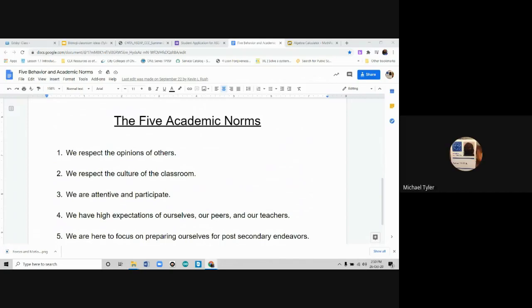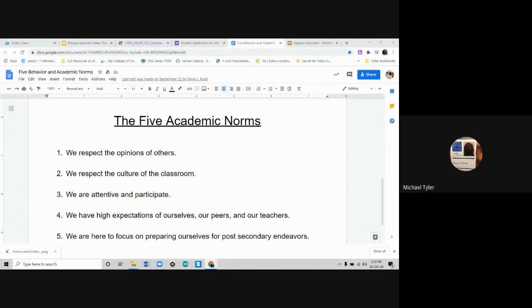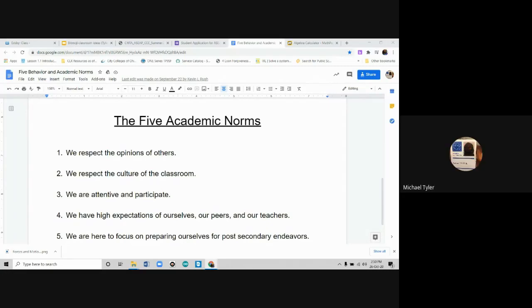All right. Let's go to the next person. That'll be Mr. Gray, number three. We are attempting to participate. Thanks, sir. Archie, number four. We have high expectations of ourselves, our peers, and our teachers. Yes, we do. All right, Mr. Perry, the last one, sir. We are here to focus on preparing ourselves for post-secondary endeavors. Thank you, thank you, thank you all.